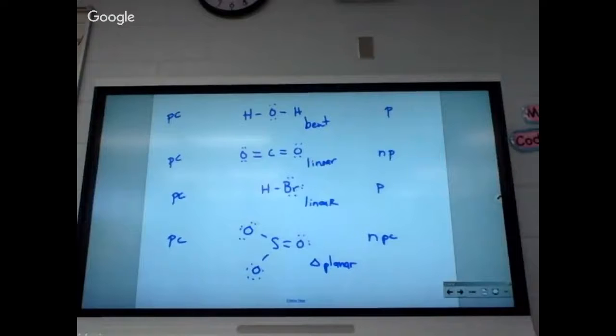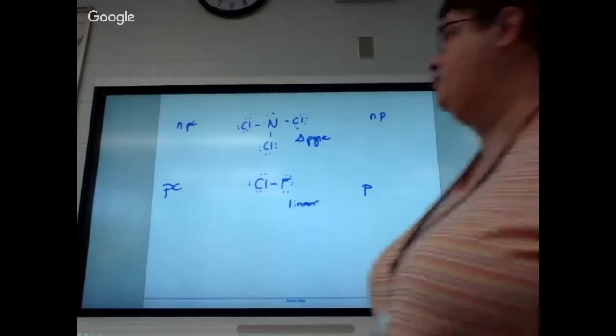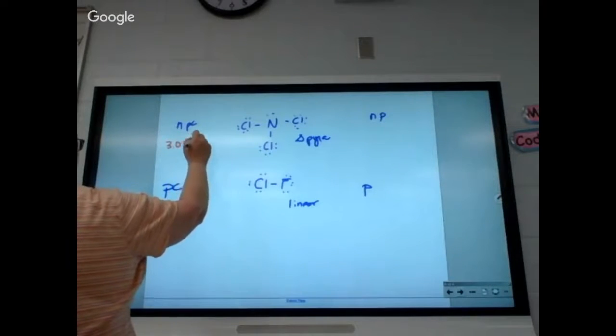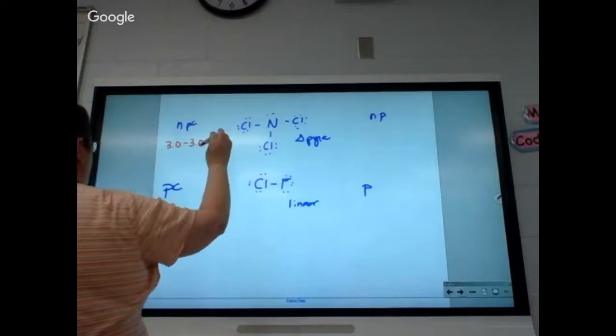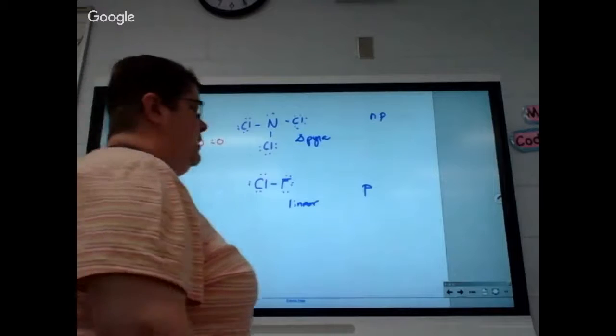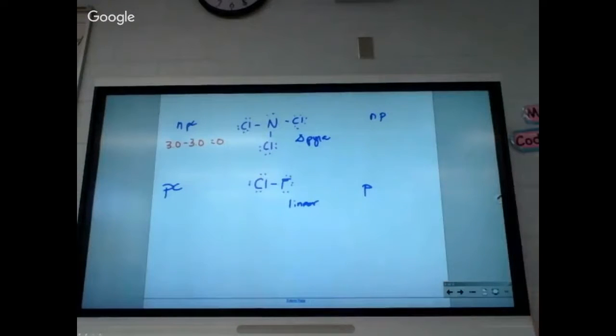All right, can I turn the page? Last one. The one at the top is nonpolar for the same reason PH3 was nonpolar. When you subtract, you have 3.0 minus 3.0, which is 0, which is why it's nonpolar over here. Why is the last one polar?